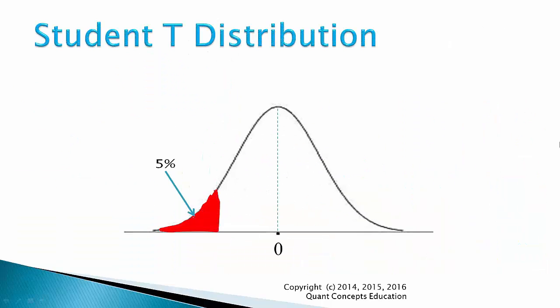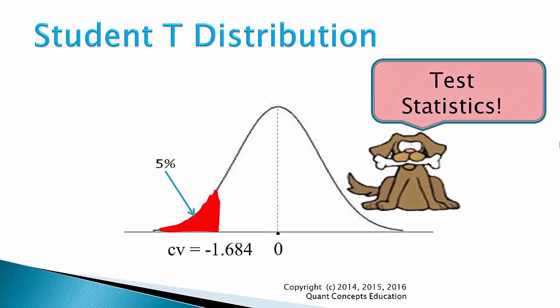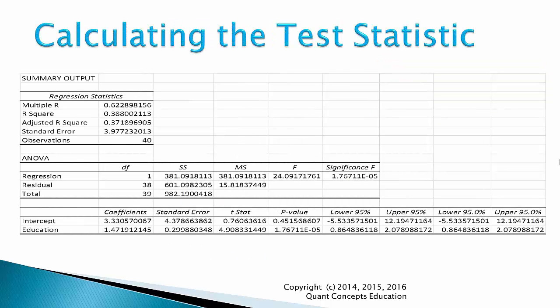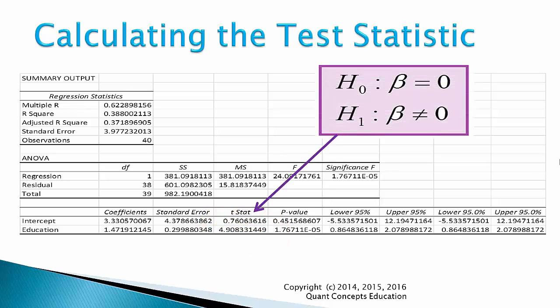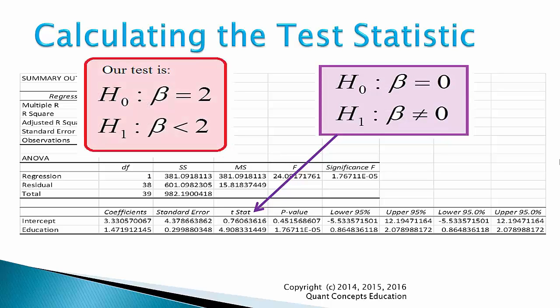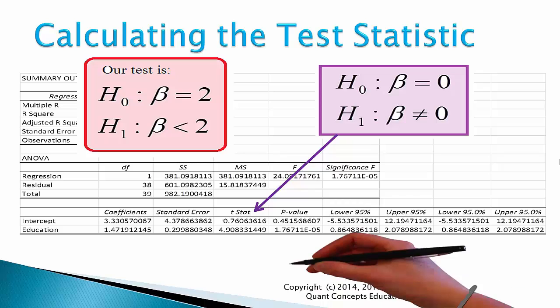So back to our student T distribution. We now know the critical value, that is, the cutoff of the rejection region. The next step is calculating the test statistic. Back to our Excel output. Now, it's tempting to use the T statistic that's provided by Excel, as it's just staring right at us. Don't. Why? Because this T statistic is testing for statistical significance, which is this test here, whether beta is equal to 0 or not. But in our case, we need to test whether beta is larger than or equal to 2 or less than 2. So we can't just use a computer output in this case. We will have to calculate the T statistic by hand.